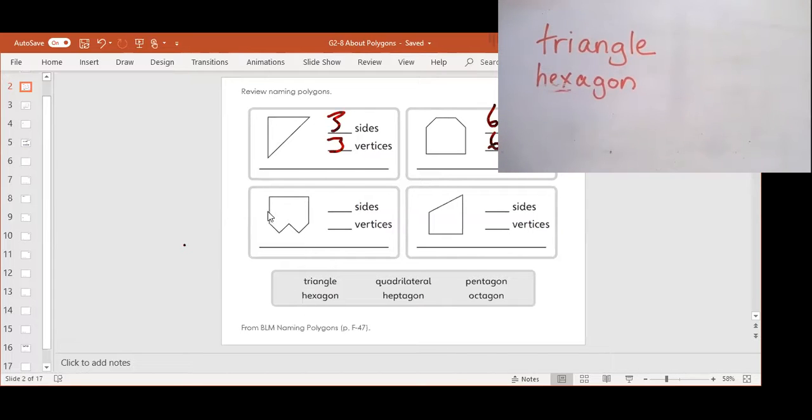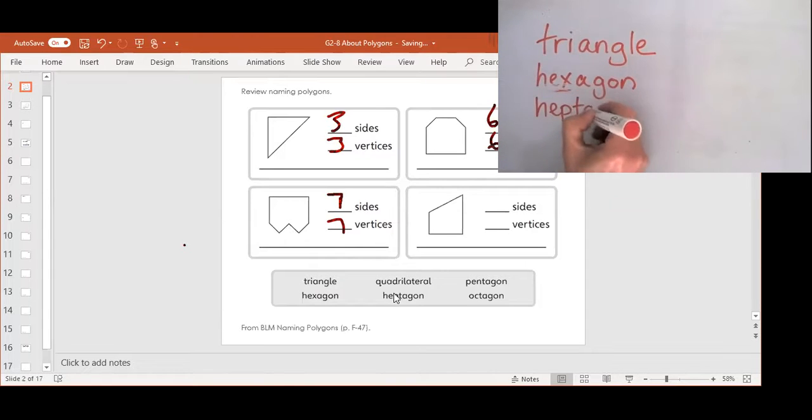Okay. Let's look at this one here. This is a funny shape. Let's count the sides. 1, 2, 3, 4, 5, 6, 7 sides. I'm going to write 7. Oh, and I should count the vertices too. I don't think I did on the last one. Let's count the points where the 2 lines meet. There's 1, 2, 3, 4, 5, 6, 7. Let me try again. I'm going to start at this corner so I know to stop there. 1, 2, 3, 4, 5, 6, 7. Yep. 7 sides, 7 vertices. And that would be this one, heptagon.